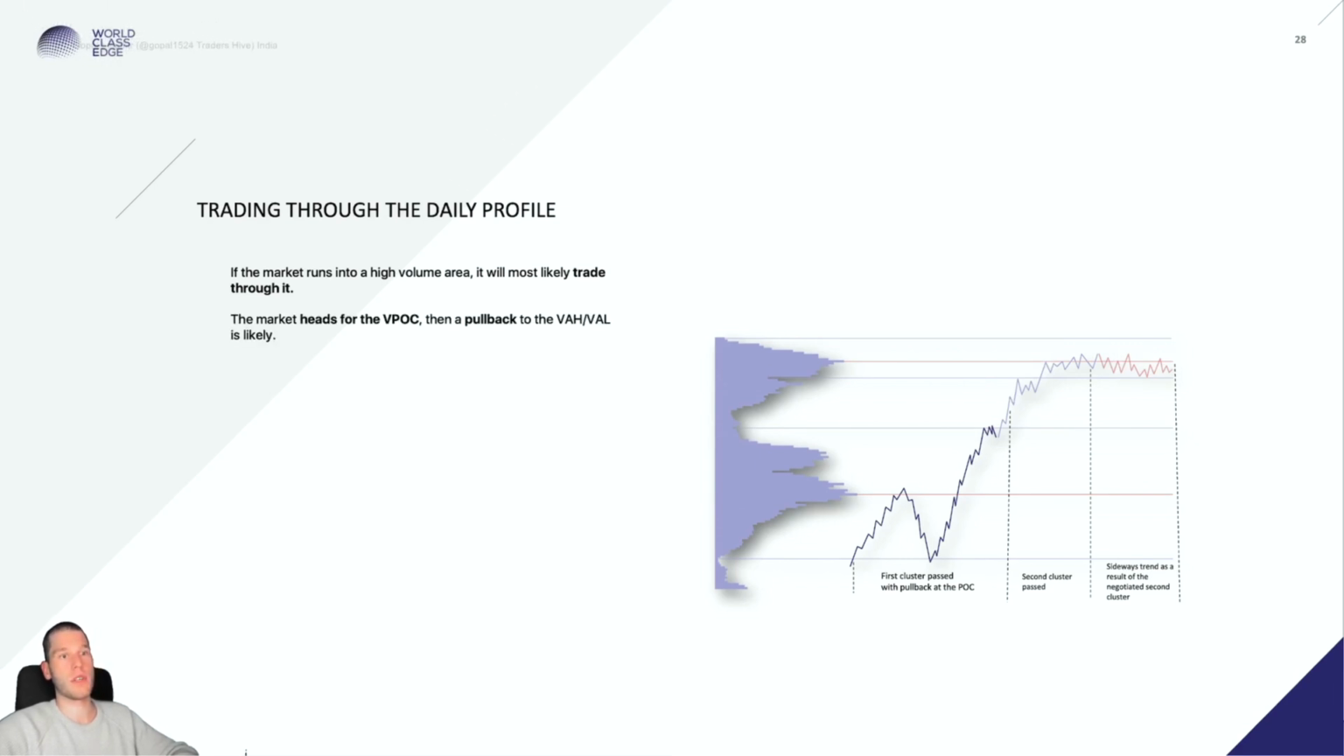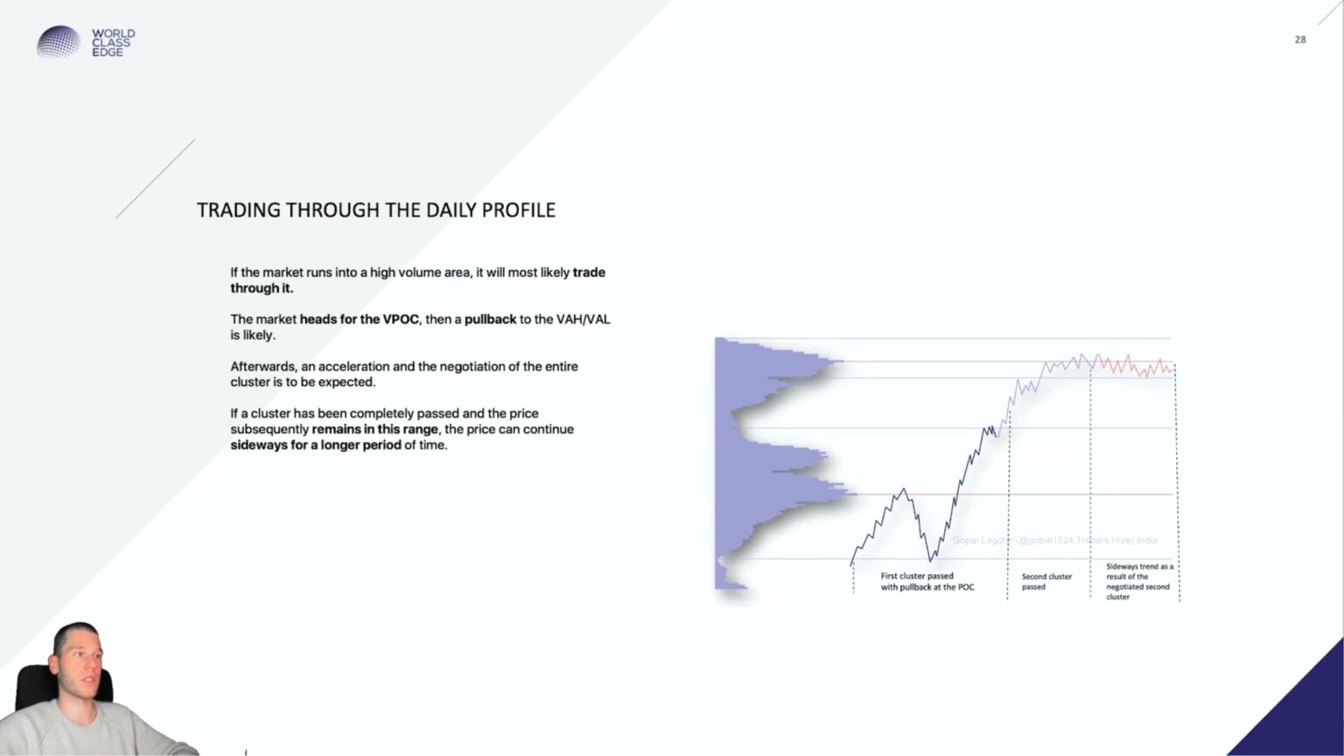The market heads for the VPOC, in this case, then trades back to the lower area of the high volume cluster of the mountain, and then trades through it. Afterwards, there will be an acceleration and negotiation of the whole cluster. So it just passed the whole cluster, so we are in the next valley, and it can continue to accept the mountain or cross the mountain again and just continue with balance, but very often it steps to the next mountain, and then it either remains in this range and continues there for a long time, or leaves the cluster and searches for a new cluster, or tries to accept the new cluster, and trades through that completely again.